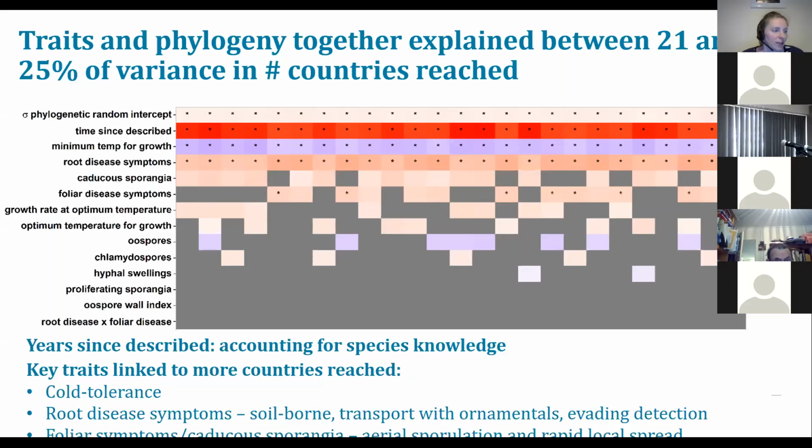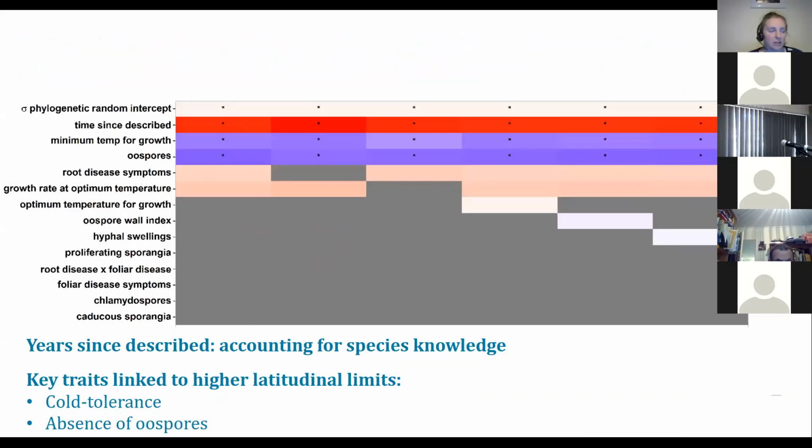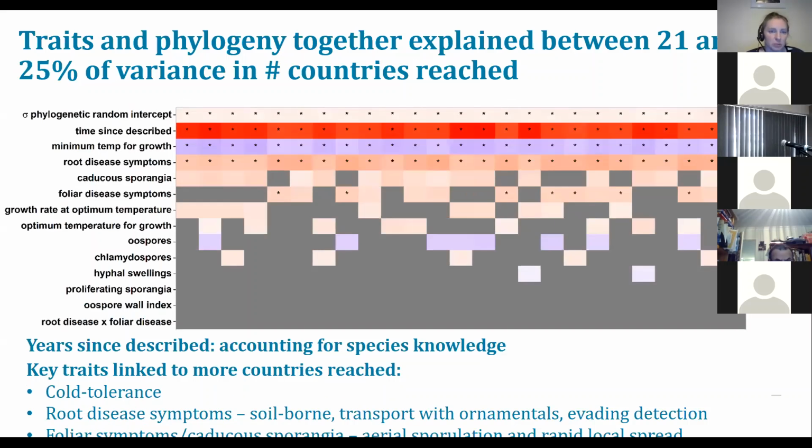And then other traits that were important were the ability to infect roots, which might be an indicator of a more soil-borne life history, and maybe a strategy that makes transport with ornamental plants more likely, and maybe even evading detection in transport more likely. And then there are two traits that seem to show some collinearity. When caducous sporangia are in the model, foliar disease tends to be absent and vice versa, suggesting there's some redundancy there. Those two traits are probably associated with an airborne dispersal strategy that might facilitate more rapid aerial spread among susceptible hosts.